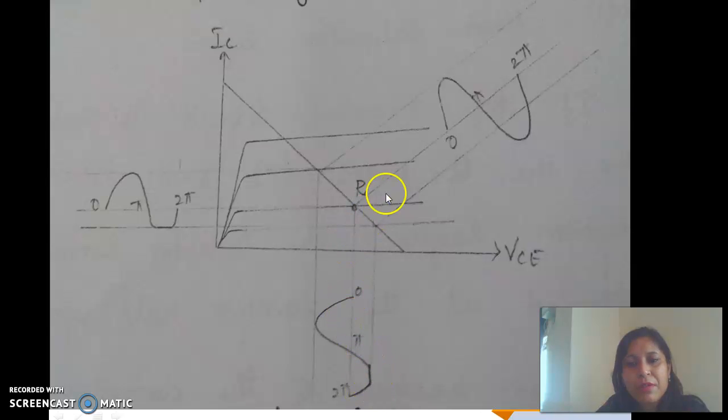Here the lower part comes in the cutoff region, and the upper part comes in the saturation region. So if we take the operating point near the saturation region, the upper portion will be clipped. If we take the operating point near the cutoff region, the lower portion will be clipped.